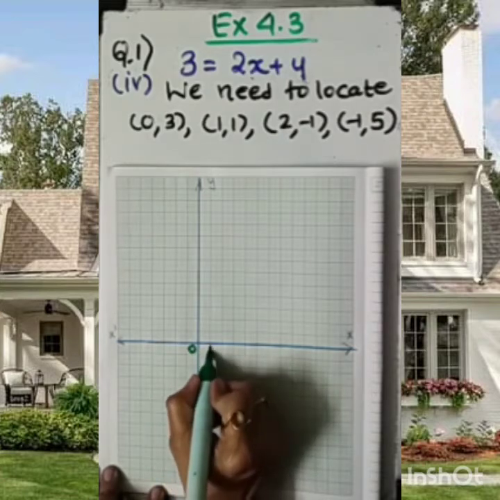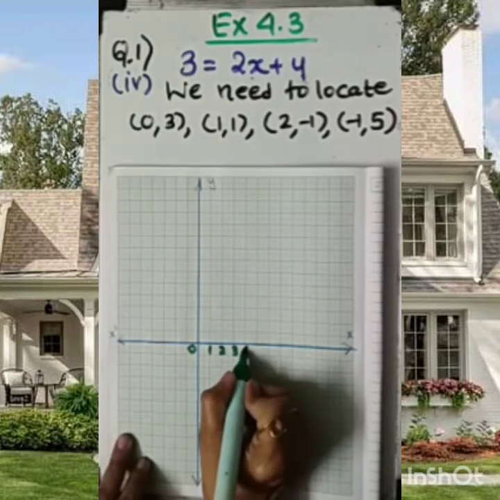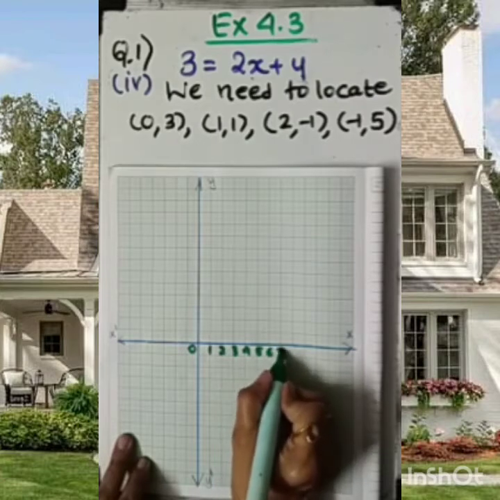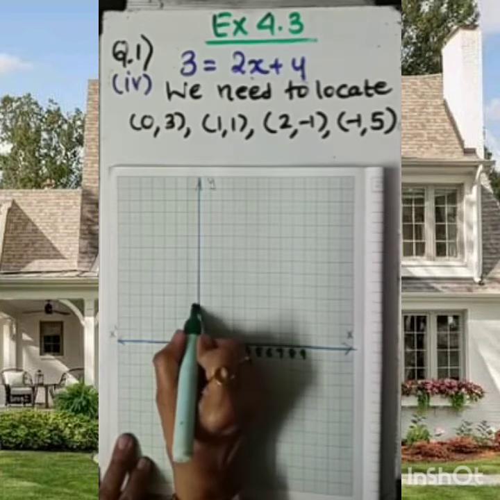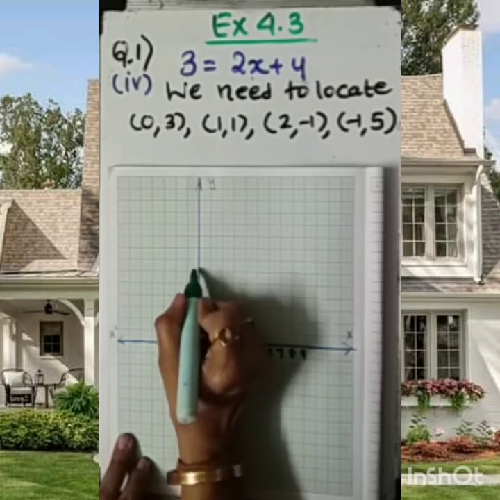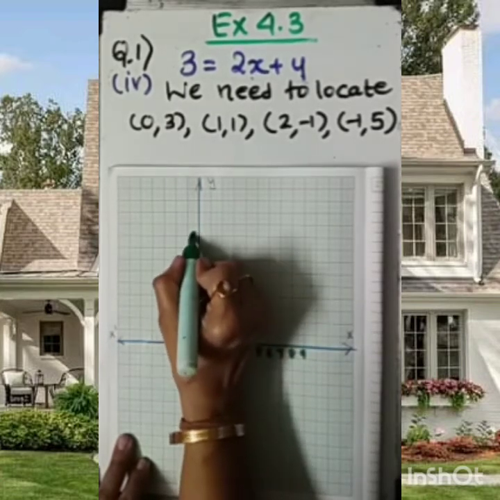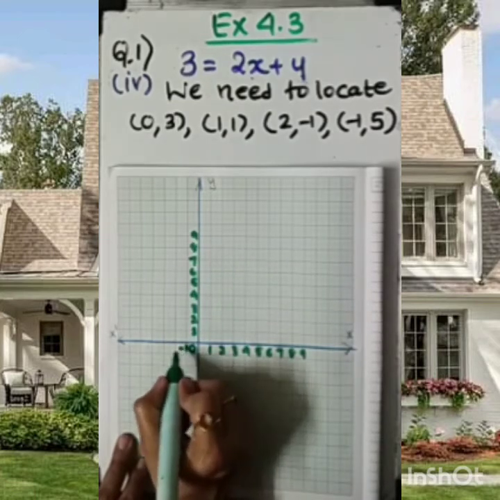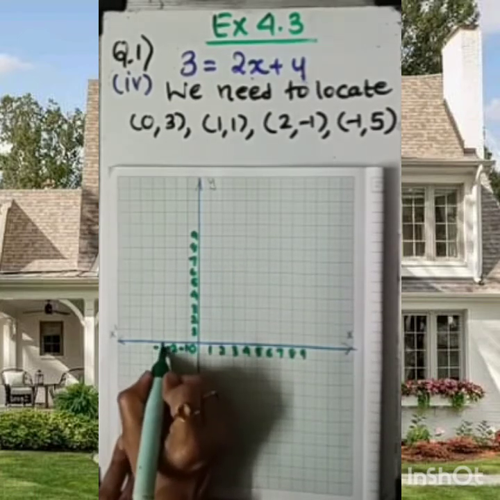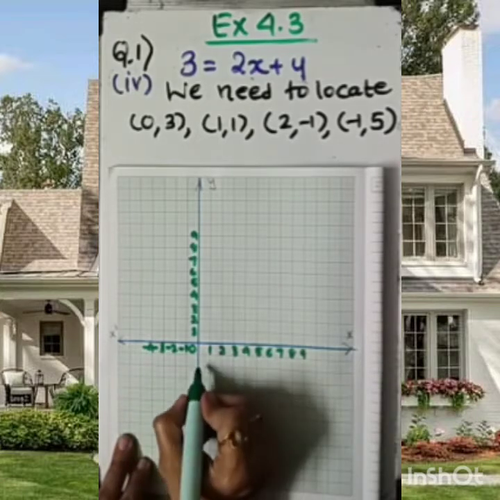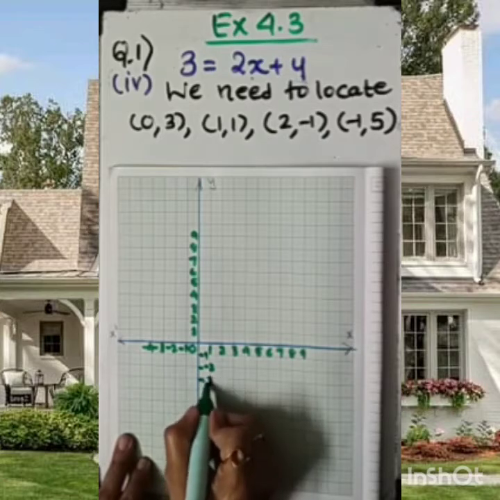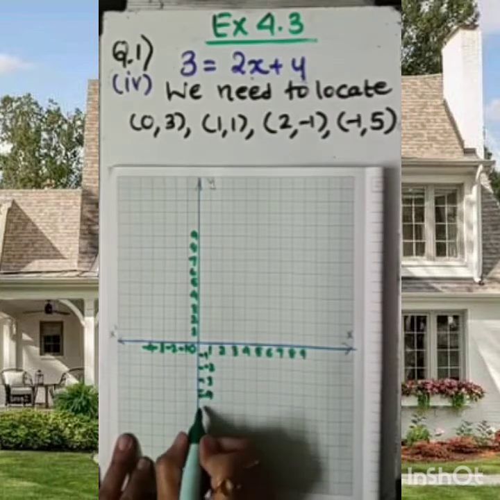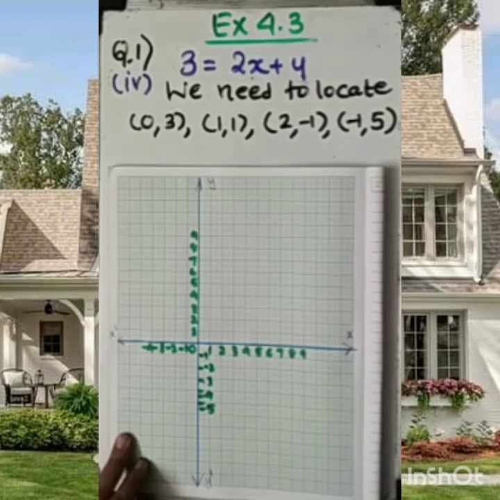Now I'm marking points here: 1, 2, 3, 4, 5, 6, 7, 8, 9. Similarly, 1, 2, 3, 4, 5, 6, 7, 8, 9. This side it is -1, -2, -3, -4. Same position here: -1, -2, -3, -4, -5, and so on. Okay. Now let's locate these points.